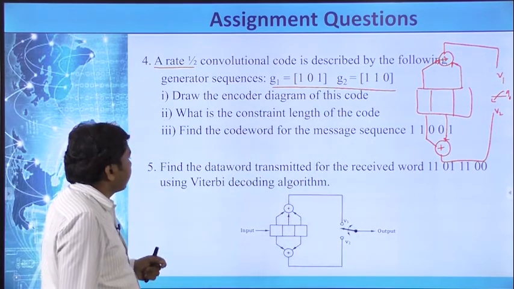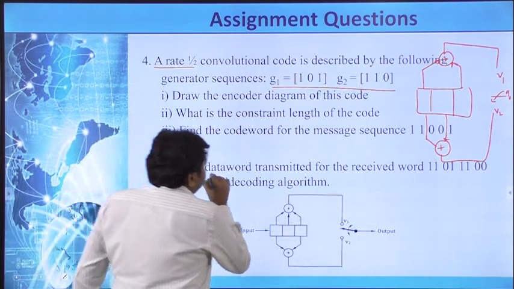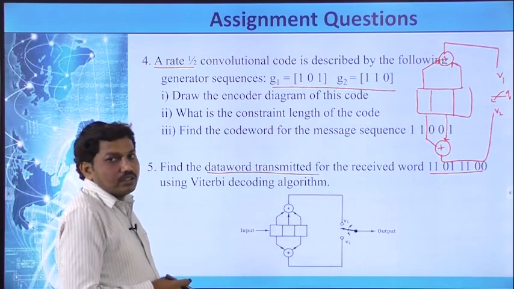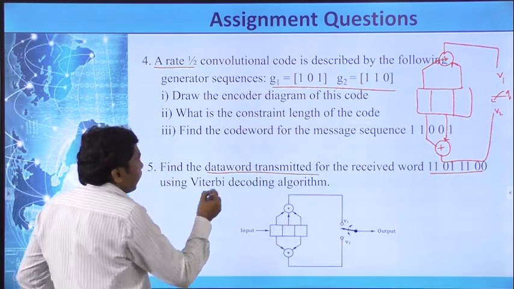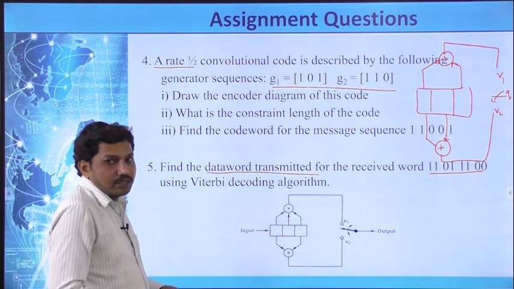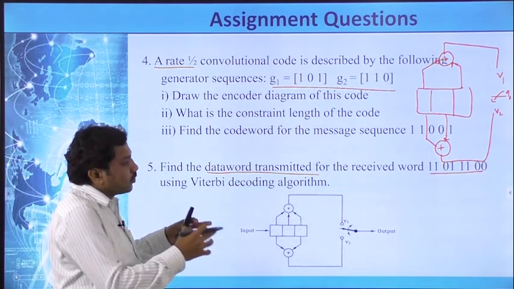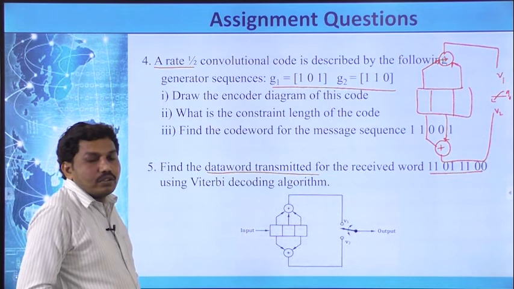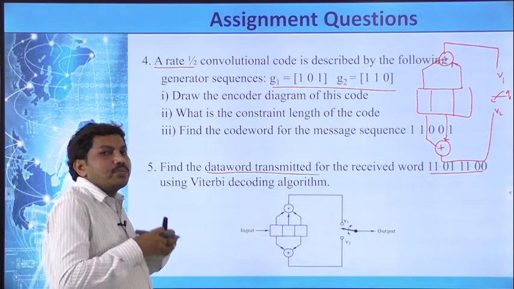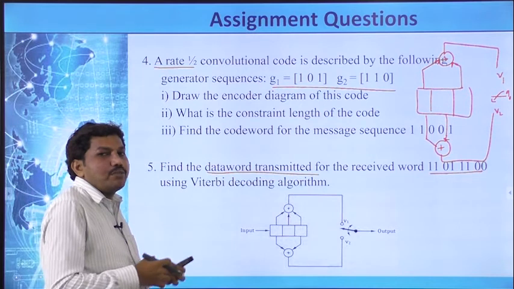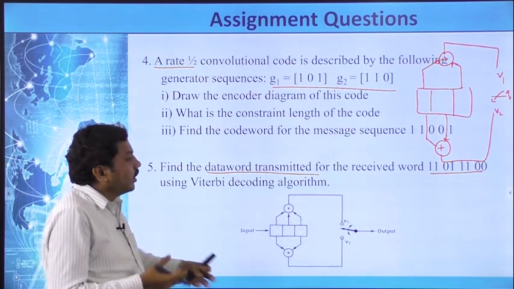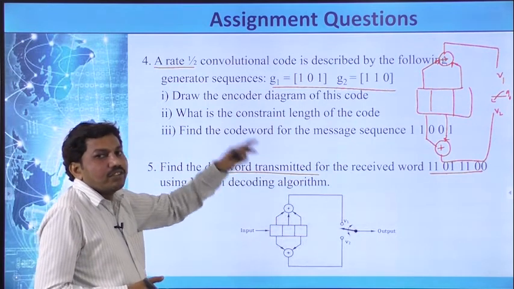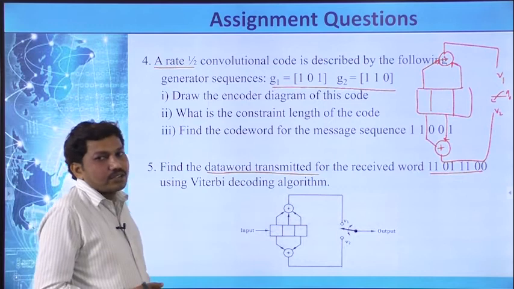The last one is to find the data word transmitted for the received code word. So from the received code word, we want to calculate what are the transmitted message bits. So the received bits are 1101, 1100. What are the transmitted bits? That means the decoded message sequence for the received bits. We want to decode that received code word by using Viterbi algorithm for this convolutional encoder.